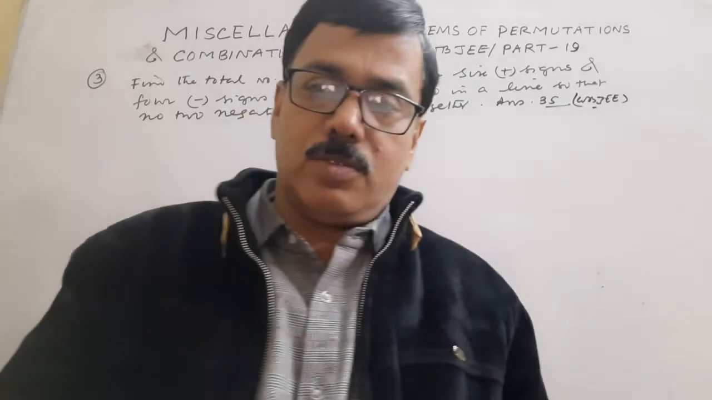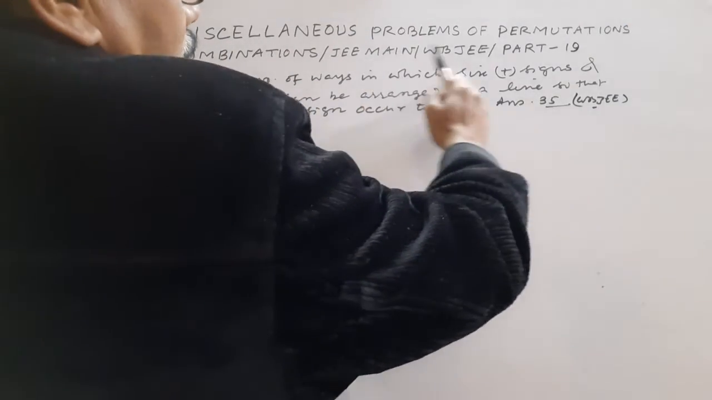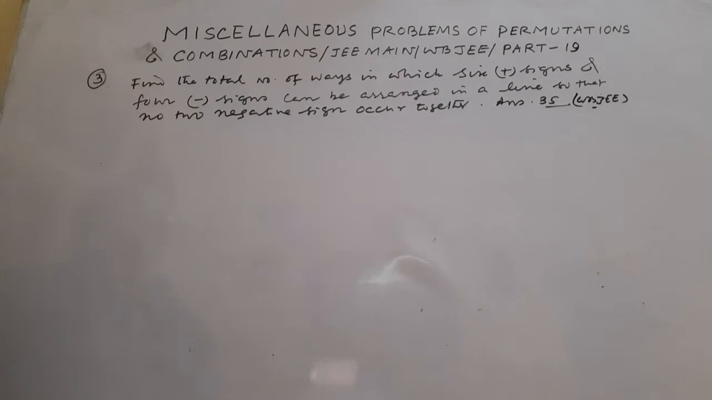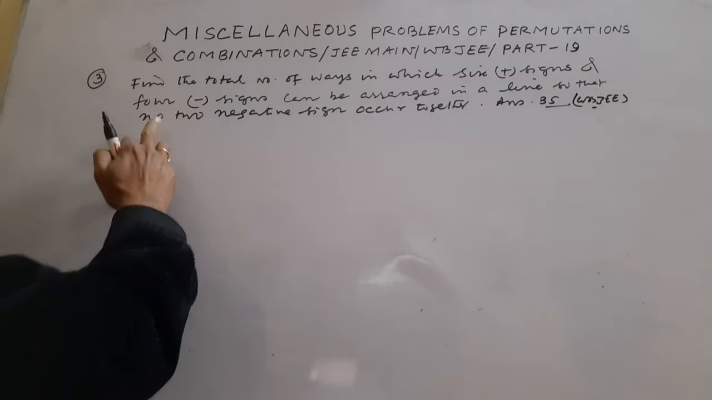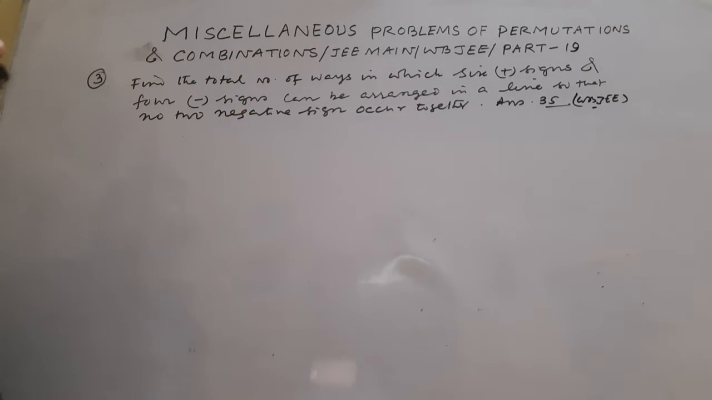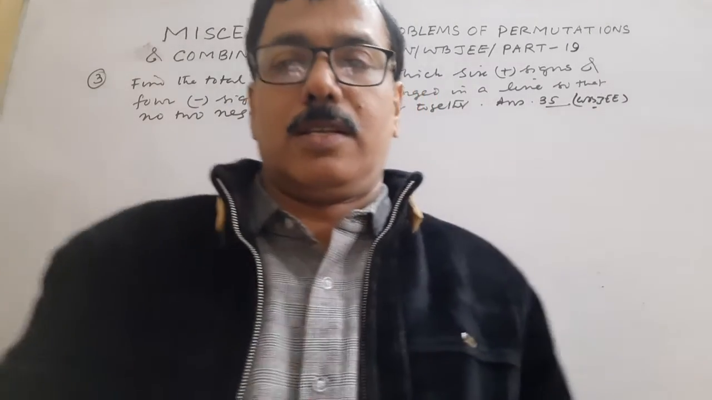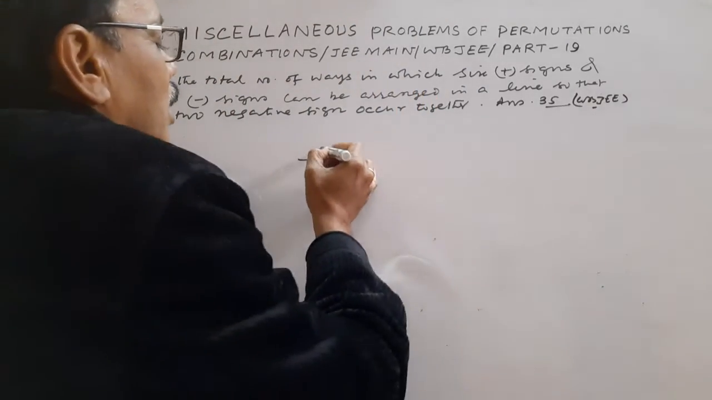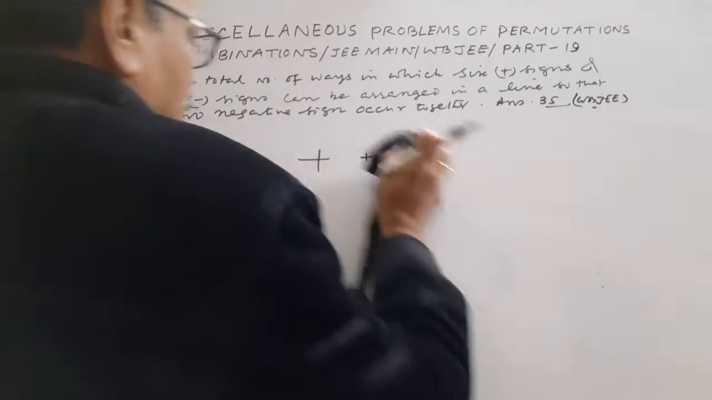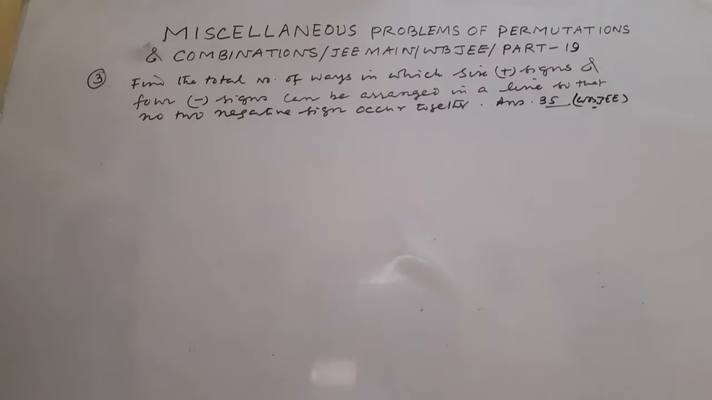Now we consider one more problem. Find the total number of ways in which 6 positive signs and 4 negative signs can be arranged in a row or line so that no 2 negative signs occur together. So 6 positive signs, suppose we are writing this. They are of same set, we suppose. Similarly for negative signs.